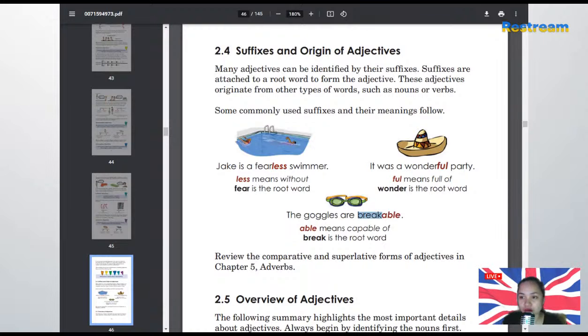Okay, I hope you understand this. This is very simple and easy. There's no need to make things complicated when it comes to using the suffixes. And of course, make sure to be aware of its spelling.